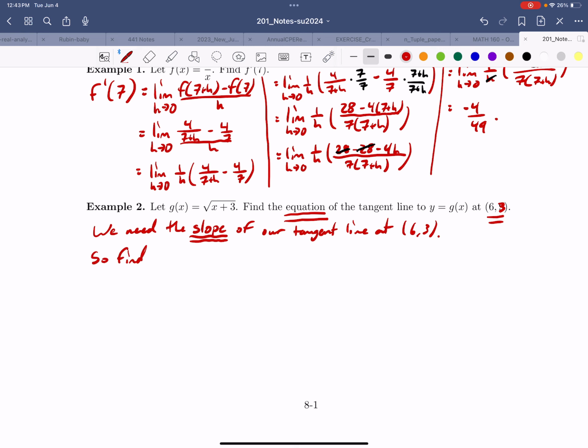So we're going to find g prime of 6. And that's going to equal, now I'm just going to stop writing g of this, g of that. I'm just going to plug it in. We're going to get the square root of 6 plus h plus 3 minus the square root of 6 plus 3 all over h. And when we do this out, we're going to get the square root of 9 plus h minus the square root of 9, which is 3, all over h.